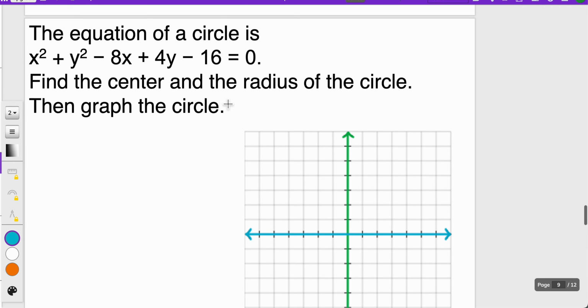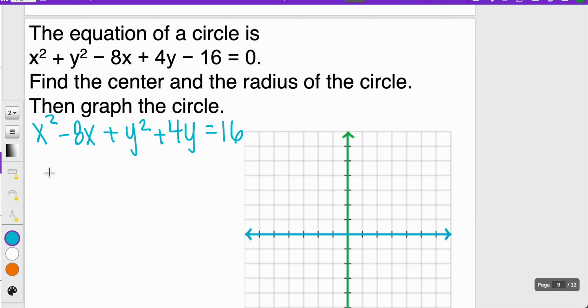Next, we're going to be given the equation, and what we want to do from that is find the center and the radius of the circle, then graph it. One thing we need to do here is put x's and y's together and then complete the square by adding something over 2 squared to both sides. So the first thing I'm going to do is group things: x squared minus 8x plus y squared plus 4y equals +16. So I'm getting my constant all by itself and grouping my x's and my y's together.